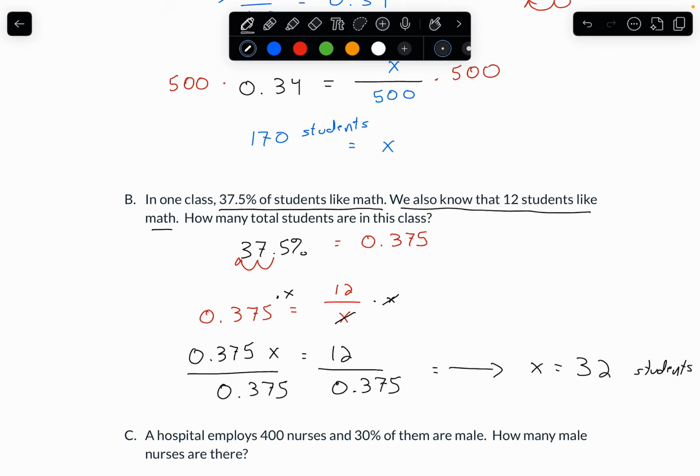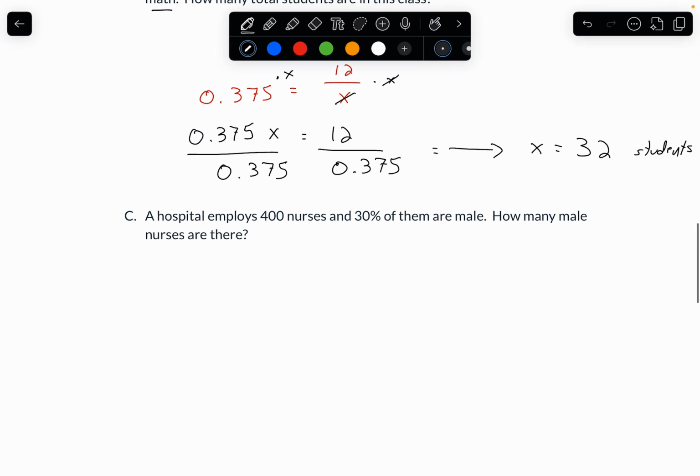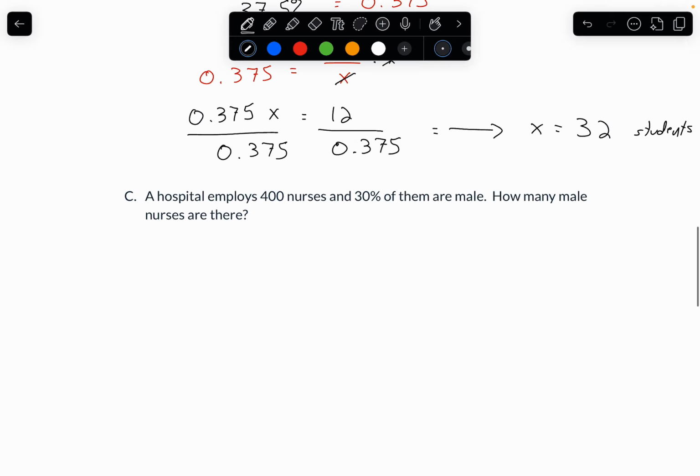So this is a case where I actually probably would use the equation because it's not often that we're trying to solve for the total. Usually the total is the number that we have. Last question down here, part C, it says a hospital employs 400 nurses and 30% of them are male. How many male nurses are there?